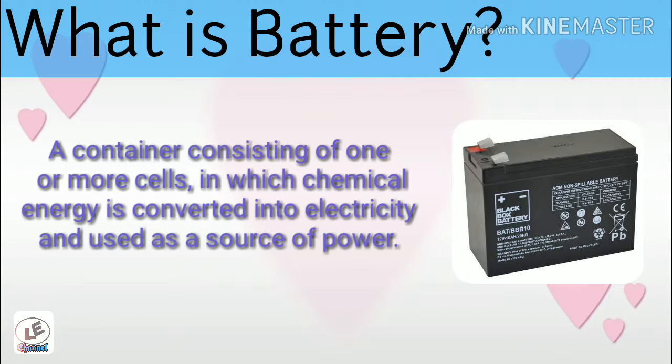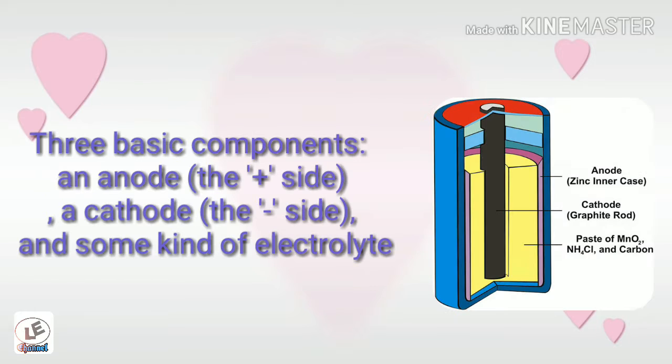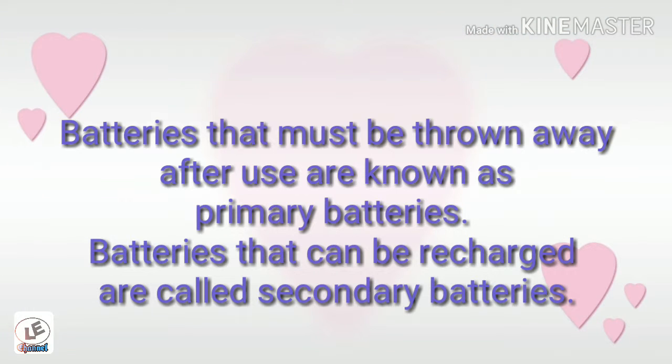A battery is a container which has some chemicals, or what we call cells, in which a chemical reaction takes place and this chemical energy is converted into electricity to supply power. Basically there are three components. One is the anode, which is the positive terminal, the cathode, which is the negative, and some kind of electrolyte to proceed with this chemical reaction. Batteries can very basically be classified as primary and secondary batteries. The primary batteries are those which are thrown away after a single use. The secondary batteries can be recharged.